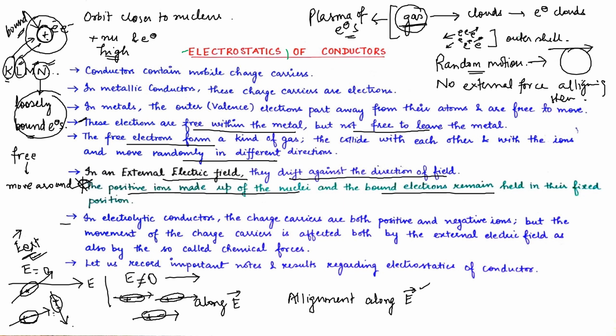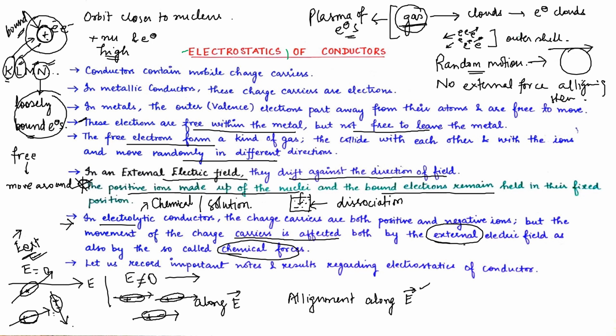Coming up to the next point. In electrolytic conductors, the charge carriers are both positive and negative ions, but the movement of charge carriers is affected by both the external electric field as well as by chemical forces. An electrolyte is a chemical and is a solution. We add these electrolytes in a solution of the same electrolyte and then they show dissociation into positive and negative ions.